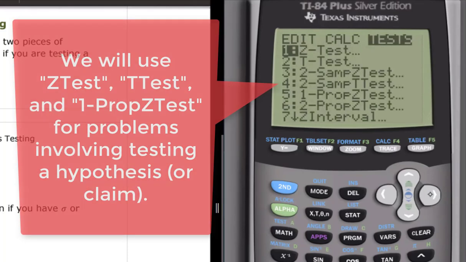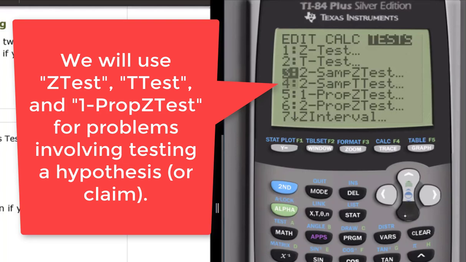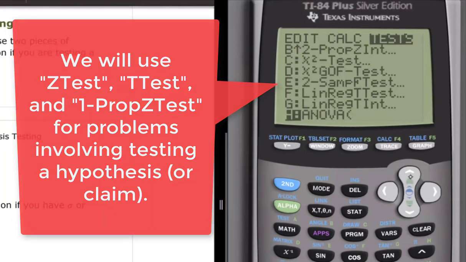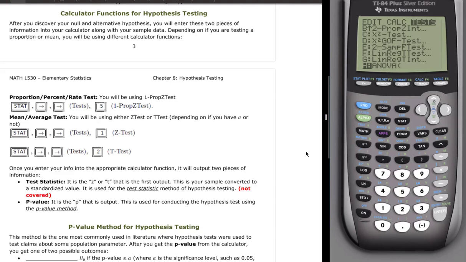We used down here, in Chapter 7, Z interval, T interval, and then one prop Z interval is a little bit further down. Well, you're actually going to use almost the exact same calculator function, except instead of interval, you're doing a hypothesis test. So you're not making a confidence interval, you're actually testing a claim about a population parameter.